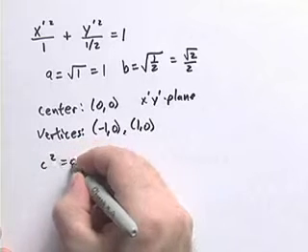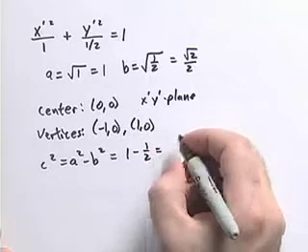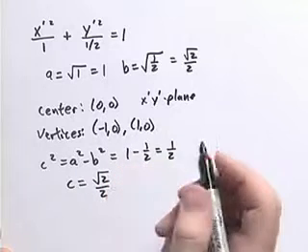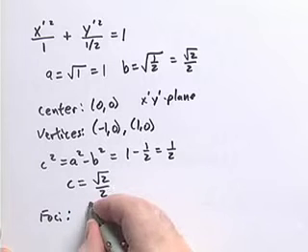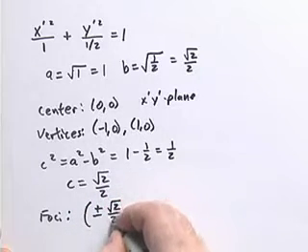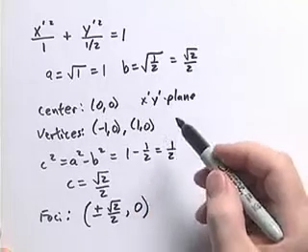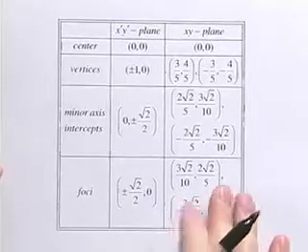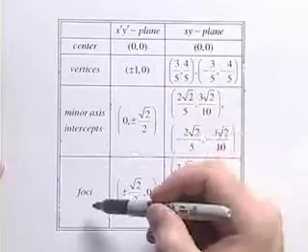You know that c squared is equal to a squared minus b squared. So that's going to be 1 minus 1/2, which is equal to 1/2. So we know that c is equal to the square root of 2 over 2. Therefore, our foci are going to be located at the points plus or minus the square root of 2 over 2, 0. Again, we're talking about the x prime, y prime plane. We can summarize all the information that we've obtained at this point in a table. Here we have the center, vertices, minor axis, intercepts, and the foci.